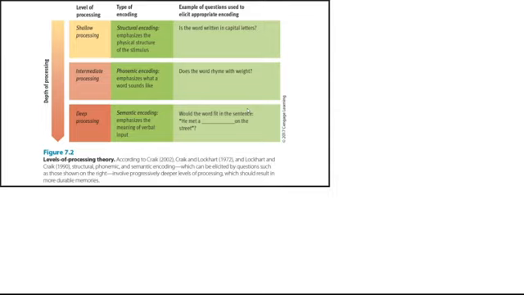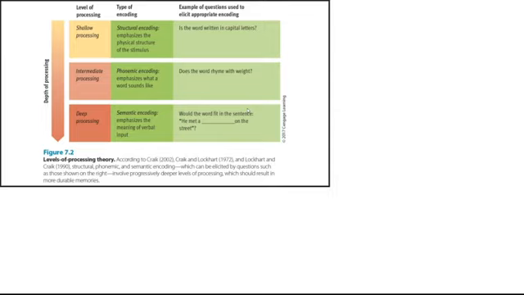So with shallow processing, that's when we're just doing something like, say, structural encoding. So if you look at the physical structure of a stimulus, so we ask you about a word, is it written in all capitals or all small letters? That's not really doing a whole lot about the meaning of the word. So that would be a very shallow level of processing. So maybe you're trying to remember a bunch of definitions for a class. And instead of focusing in on anything associated with the word itself, you focus on the shape of the letters. Does it have the letter C in it? Something like that.